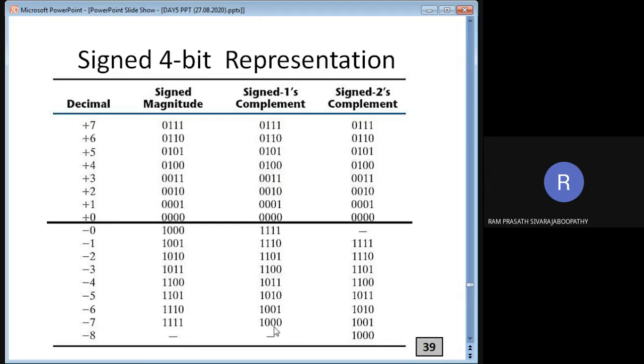Similarly, in signed ones complement form also, -8 we cannot represent. That's it. Shall we move to the next slide? Yes?